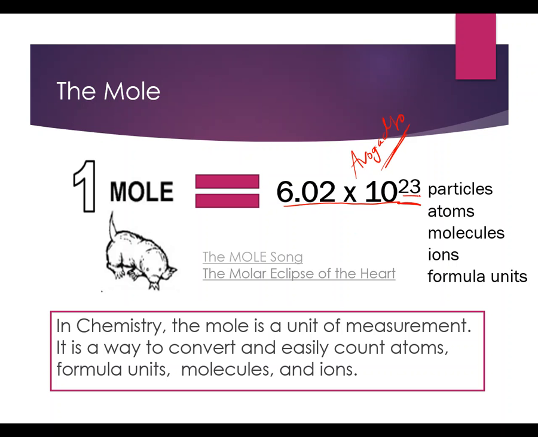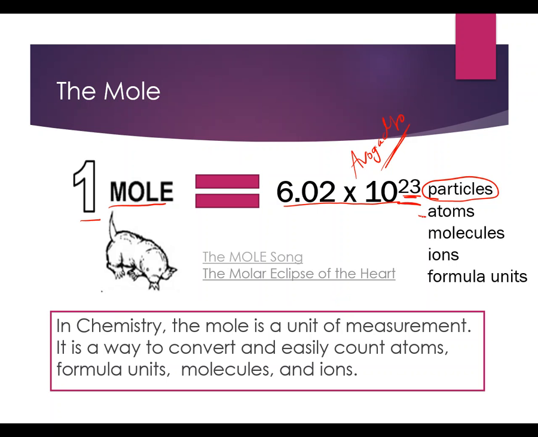6.02 times 10 to the 23rd. That is quite a power on that. It's a very, very large number, and we're going to listen to the mole song and see why. Now, representative particles. Particles is like the main general term. There are 6.02 times 10 to the 23rd particles in 1 mole of any substance. There are different substances, though. This is where it gets a little confusing.